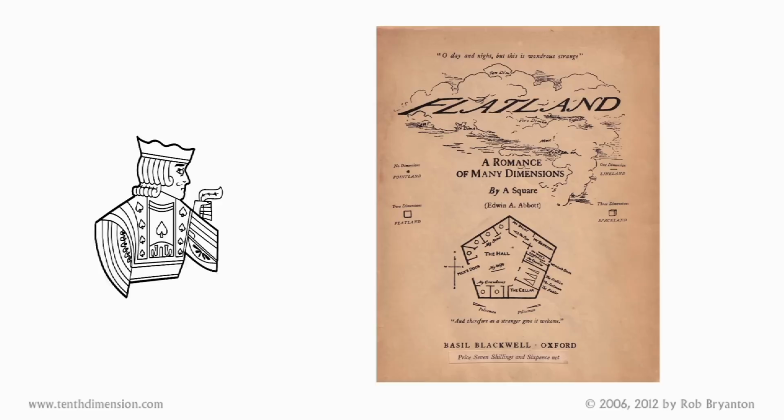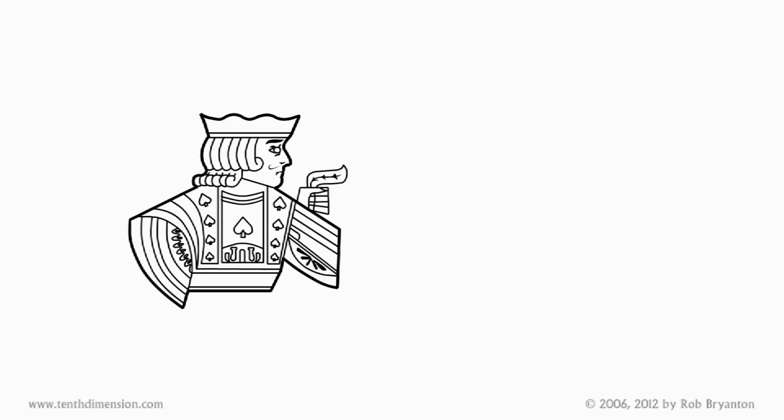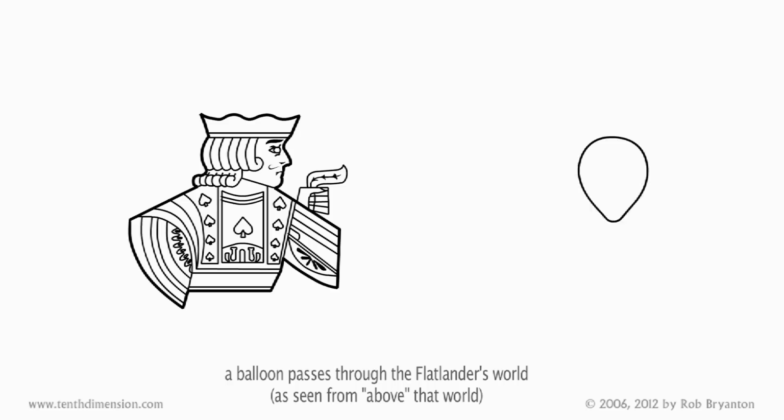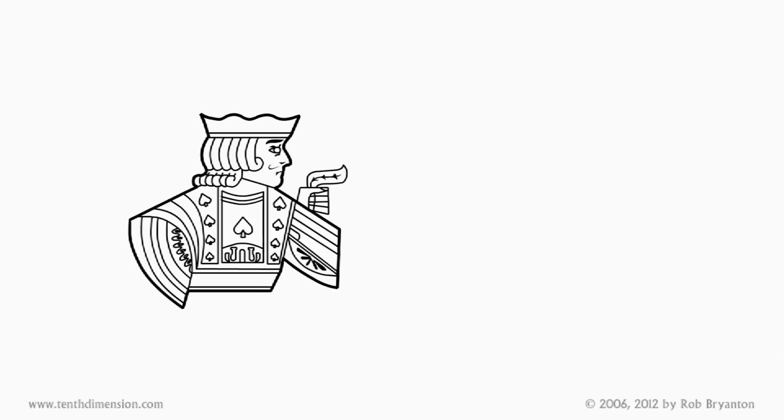If we were to watch a balloon passing through the Flatlander's world, for instance, it would start as a tiny dot, become a hollow circle which inexplicably grows to a certain size, then shrinks back to a dot before popping out of existence. But what would the Flatlander actually see? Imagining the extremely limited viewpoint of a creature confined within this 2D plane gets even stranger than that.